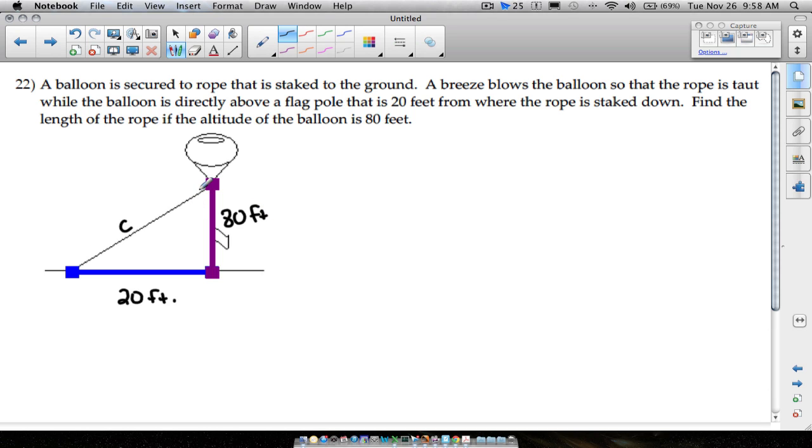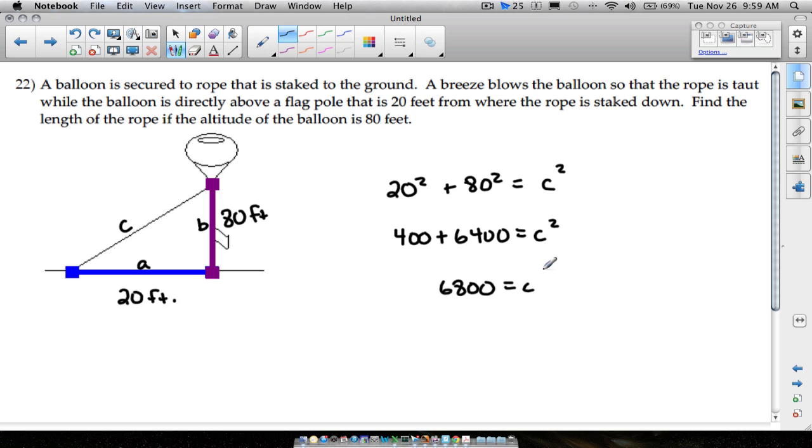So what we need to do here is a squared plus b squared equals c squared, the Pythagorean theorem, because we do have a right triangle. We can call this a and call that b. Make sure your hypotenuse is on the other side of the equation. So a squared plus b squared equals c squared. We don't know what c is, but we do know that 20 is a and 80 is b. So 20 squared, that's going to be 400. 80 squared, that is going to be, not 16, it's going to be 400 plus 6,400 is equal to c squared. Adding 400 plus 6,400, we get 6,800 is equal to c squared.